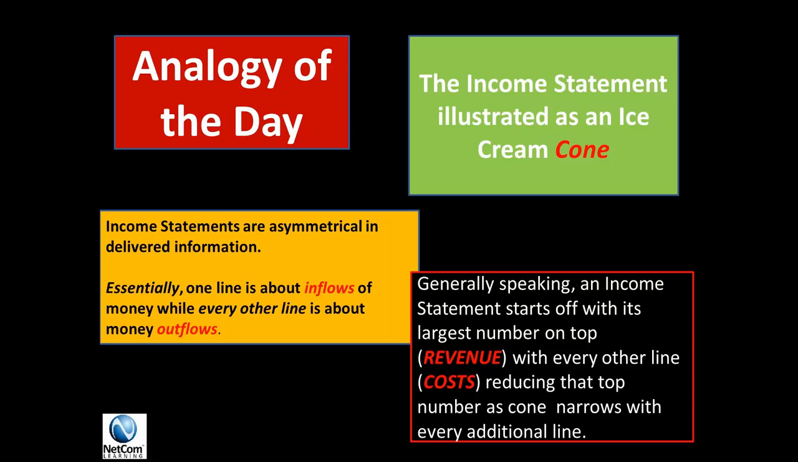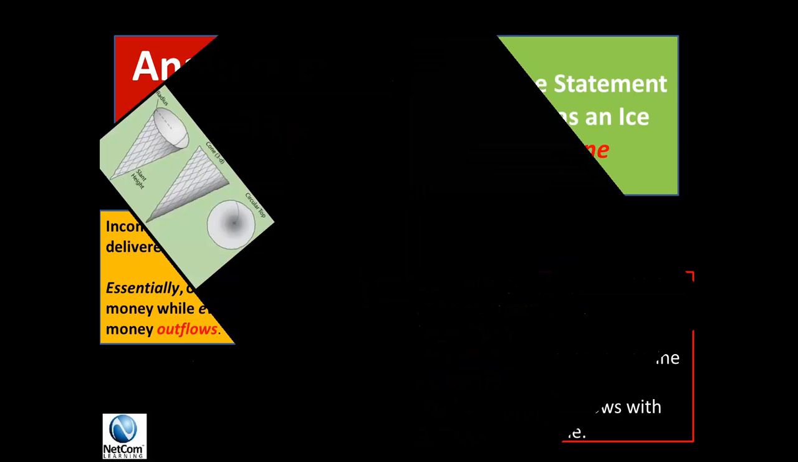Now, an income statement is very asymmetrical in the type of information it delivers. Essentially, the income statement is about one line talking about all of the money coming into the company, while every other line on the income statement talks about all of the expenses leaving the company. Again, one line is about the inflow and every other line in the income statement is about the outflow of money. So generally speaking, an income statement starts off with its largest number on top, revenue, with every other line, costs, reducing that top line number as the cone narrows with each additional line.